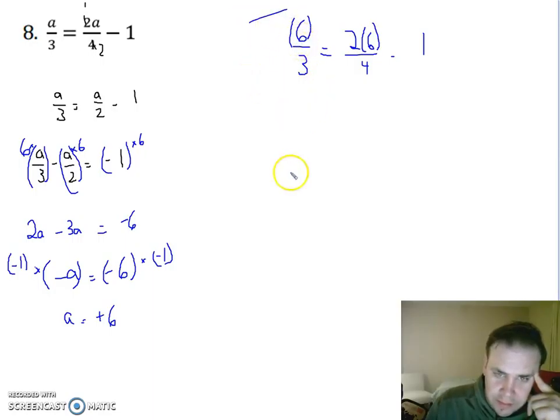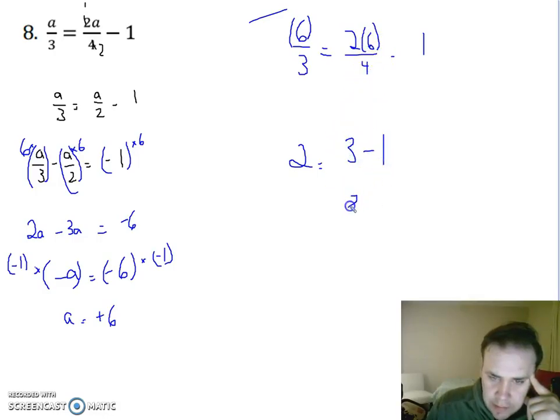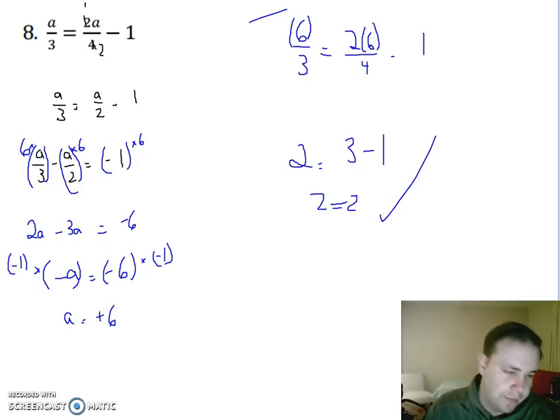So just check here, and you can just write check right up here. So 6 divided by 3 is 2. Let's see if this works out. 2 times 6 is 12. 12 divided by 4 is 3. 3 minus 1 is 2. 2 does equal 2. We are correct. We are good. We are verified.